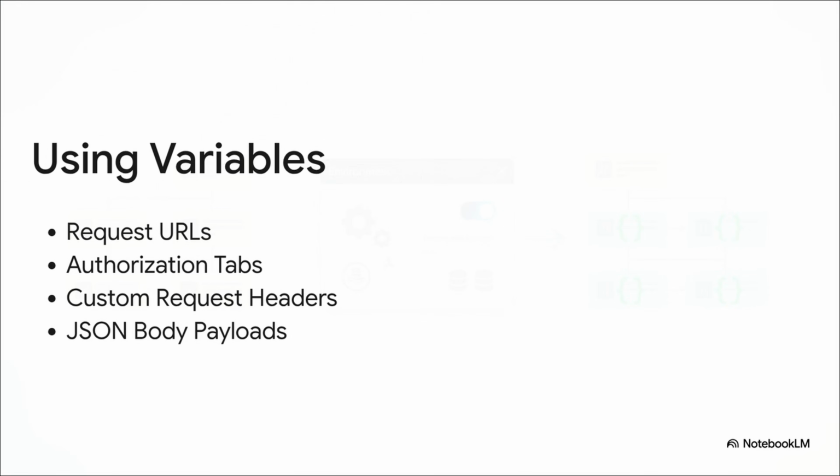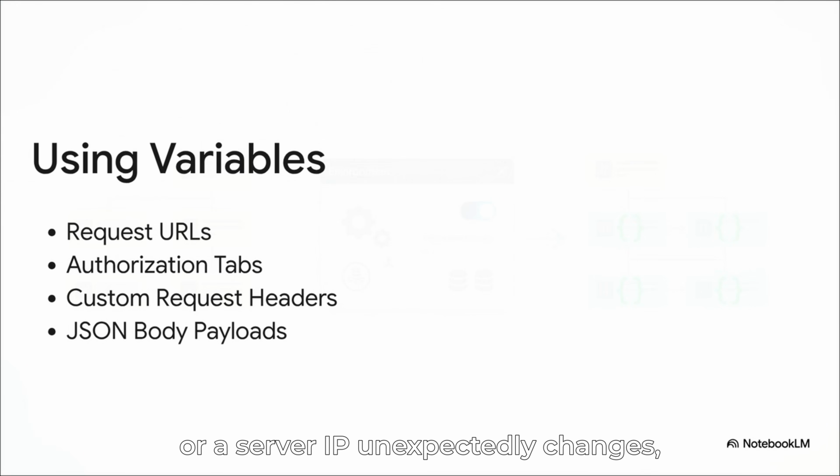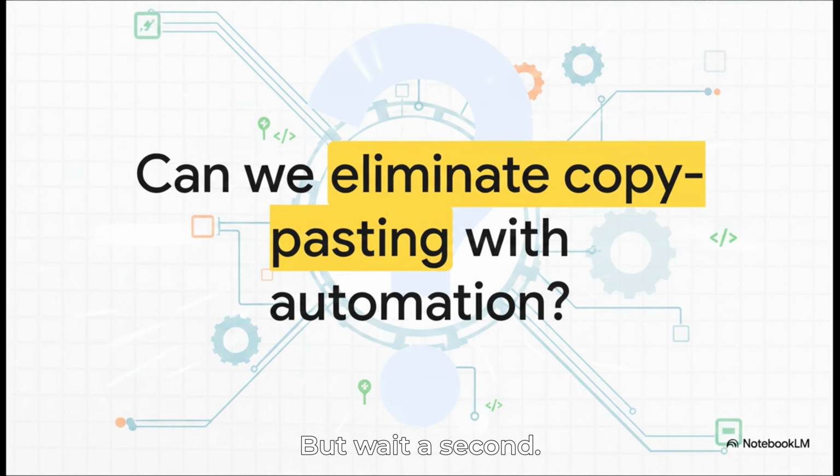The absolute beauty of this whole system is that if a token expires or a server IP unexpectedly changes, you just update the variable in the Environment Manager exactly once. That's it. It then instantly updates every single request across your entire Postman workspace. But wait a second. Even using variables, you still have to manually update that current value when your token finally expires, right? Well, what if you didn't have to?